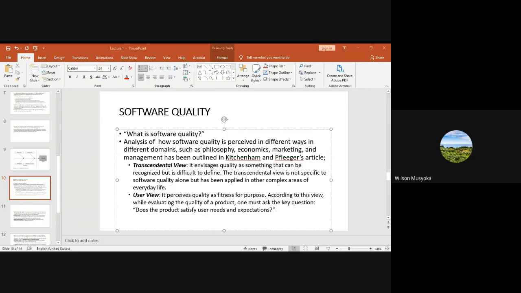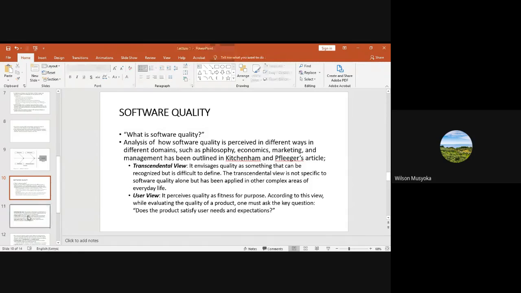There is also the user view, whereby the software quality is perceived as fitness for purpose. If the software product is able to satisfy user needs and expectations, then it is viewed as of quality.